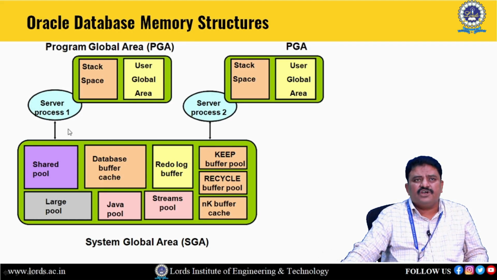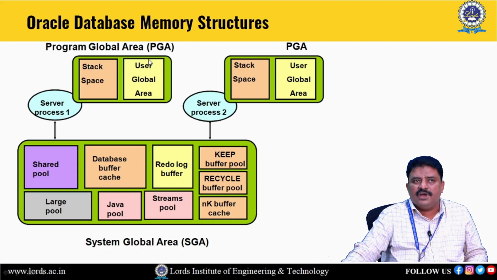Now, as I told you, for different users, different server processes will be created, and for each individual user we have an area called the Program Global Area, that is the PGA. When a user initiates a connection or wants to communicate with the server, a separate process is created to look after that user's activities. That process is responsible for all the activities that user performs from start to end, and that is taken care of by the Program Global Area.